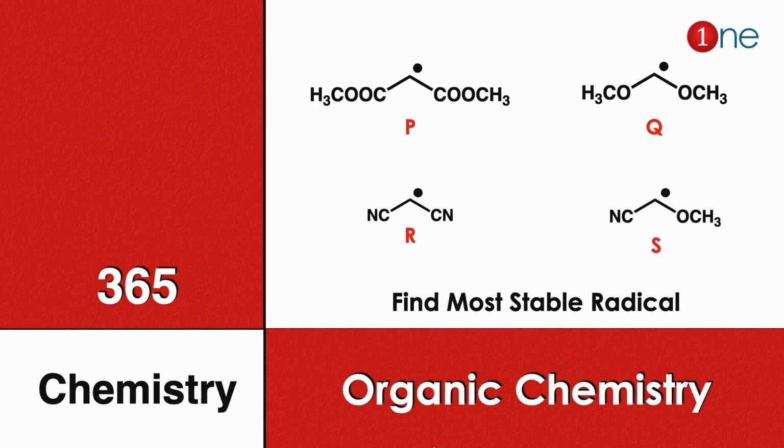Organic chemistry questions for you. Here you have four different radicals P, Q, R, S. P is a radical with ester, Q is with ether, R is with cyanide, S is with cyanide and ether. You have to find the most stable radical among them.